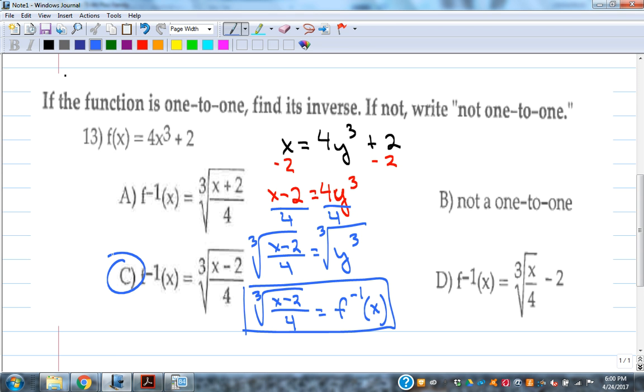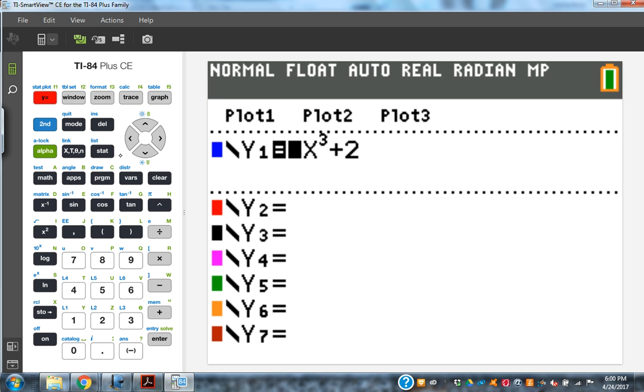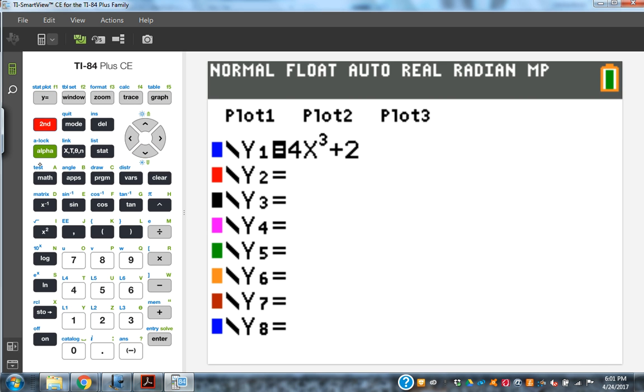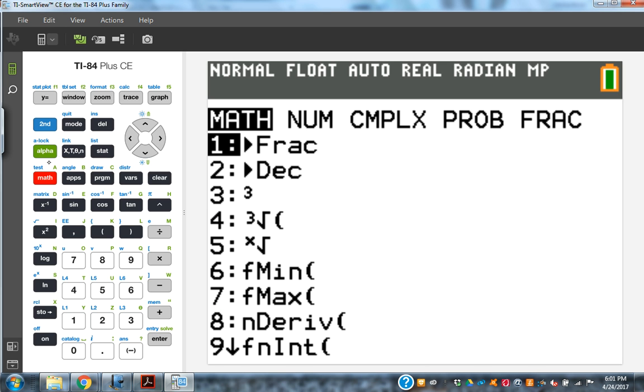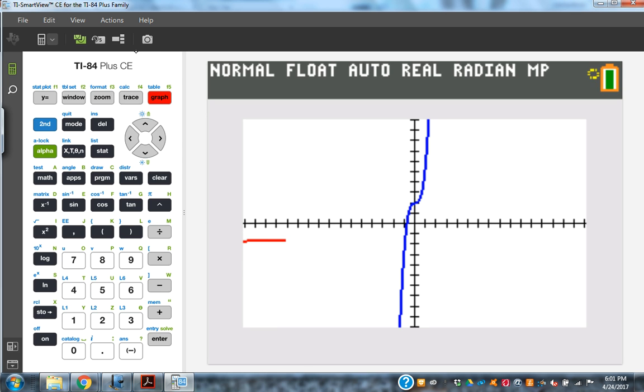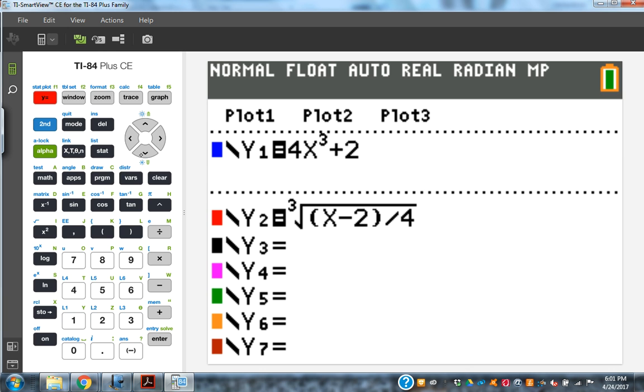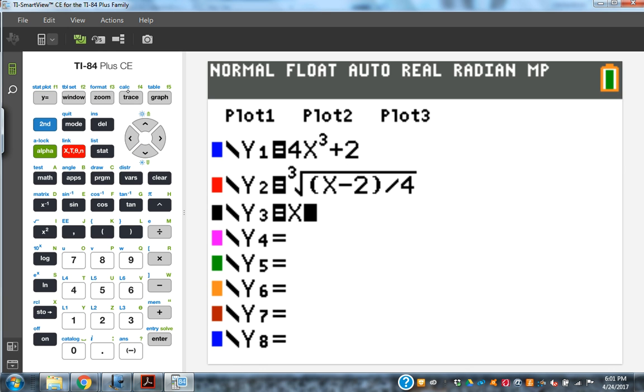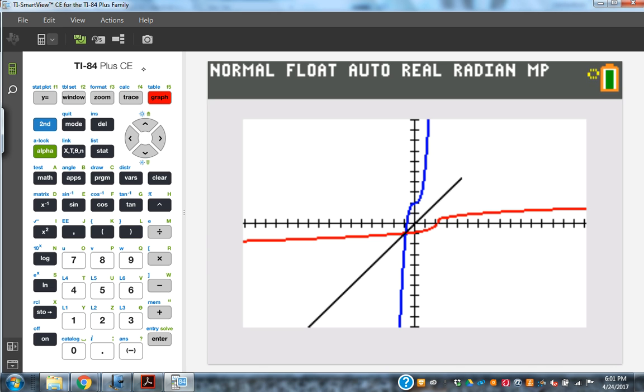How could I verify that graphically? If I could graph that inverse, so I'd get the cube root of 4, and we'll put parentheses, x minus 2 divided by 4. Hit graph. What line should those reflect across? Does anybody remember? They should reflect across y equals x.